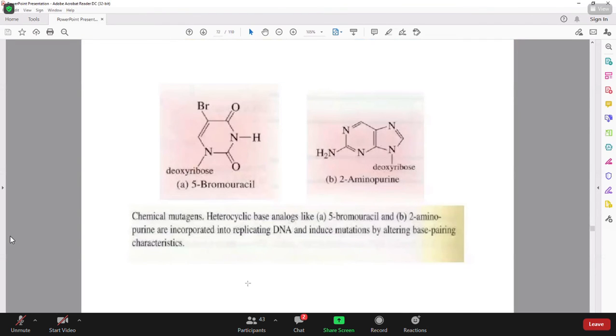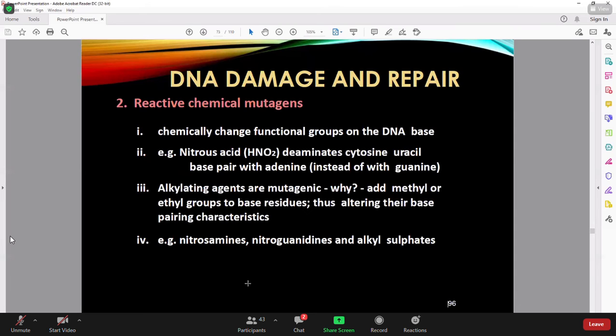Okay, so this is 5-bromouracil, and it's an analog to purine. Reactive chemical mutagens. Okay, another one. Reactive chemical mutagens can change the functional groups on the DNA base, for example, nitrous acid.